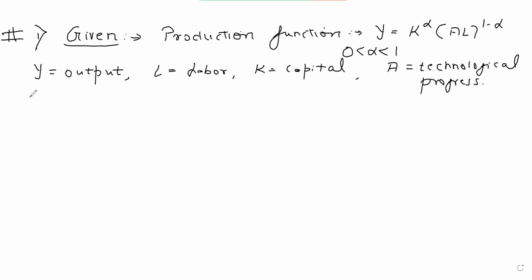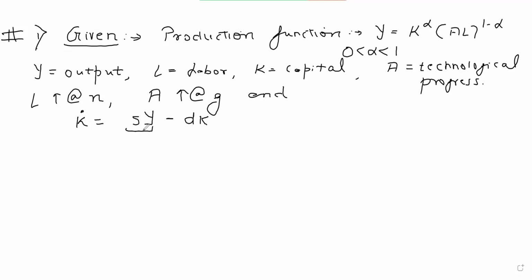And we are given that L increases at the rate n, the labor population grows at the rate n, A, which is technological progress, increases at the rate g, and the capital accumulation equation, or the change in the capital stock, is equal to the new capital added, which is savings minus depreciation. So this part denotes savings, this part denotes depreciation.